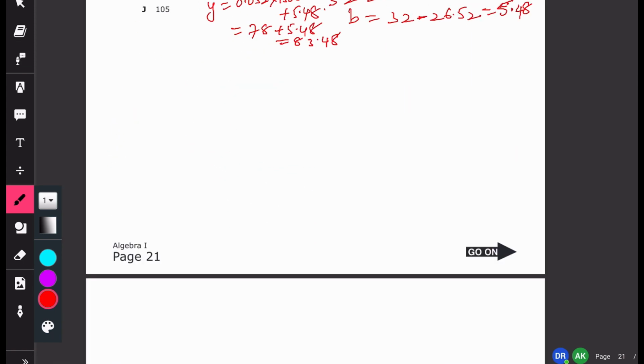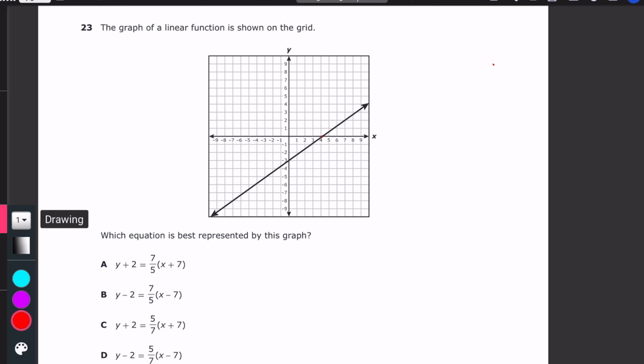Next, going into the 23rd problem. The graph of a linear function is shown on the grid. Which equation is best represented by this graph? We have to check over here. What are the 2 points on this graph? One point is (4, 0), the other point is (0, minus 3). We'll take one of the points and check which equation is satisfied. If you put the point (0, minus 3) in this equation, are we getting the left hand side equal to the right hand side or not?